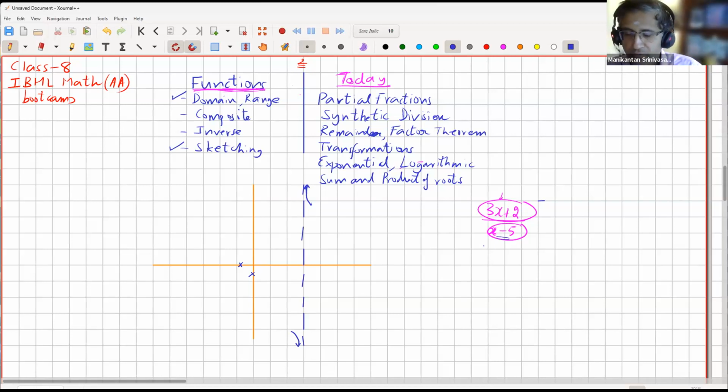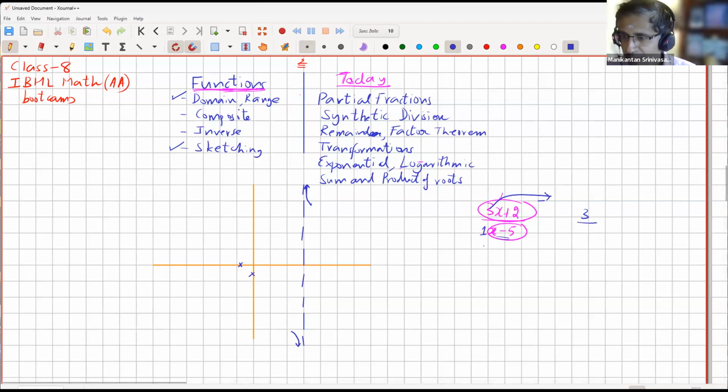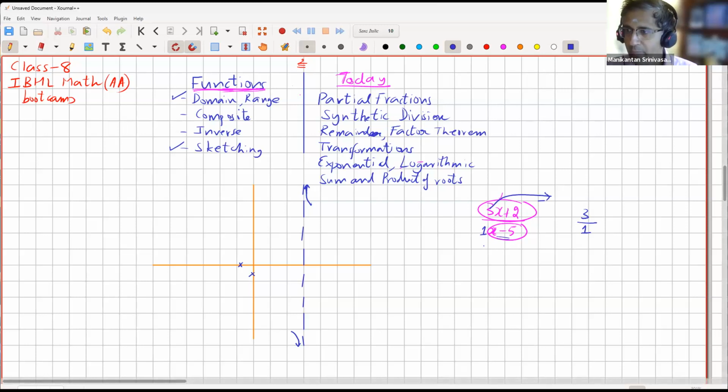One easy way to find the horizontal asymptote is to ask: what is the coefficient of the highest power of x in the numerator? That is 3 here. 3 is the coefficient of the highest power of x. In this case, the highest power of x is only x power 1. Even in the denominator, the highest power is only x power 1, and the coefficient happens to be 1. So 3 by 1 would be the horizontal asymptote.